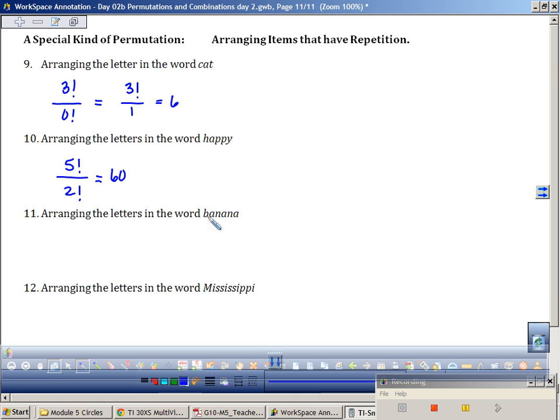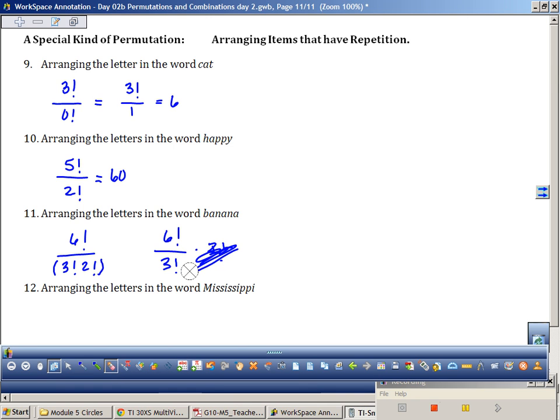Arranging the letters in the word banana. 1, 2, 3, 4, 5, 6. 6 factorial. See how many repeating. I've got 3 A's, and I've got 2 N's. This one you've got to be careful about. If you're going to put this in a calculator, you need to put parentheses around it. If you don't put parentheses, you're basically going to tell your calculator 6 factorial over 3 factorial, and then multiply that by 2 factorial. And that's not correct.